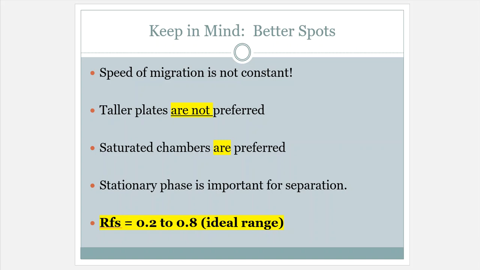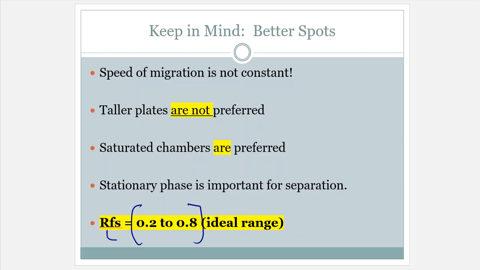If so, that's okay. But your RFs for these spots should be between 0.2 and 0.8. That is the ideal range for RF values. You don't really like to see anything below. You don't like to see anything above. Keep in mind, what was the UV absorbance rate? Anytime you use the UV, you want an absorbance between 0.2 and 1. Definitely not anything 1.5 or higher.